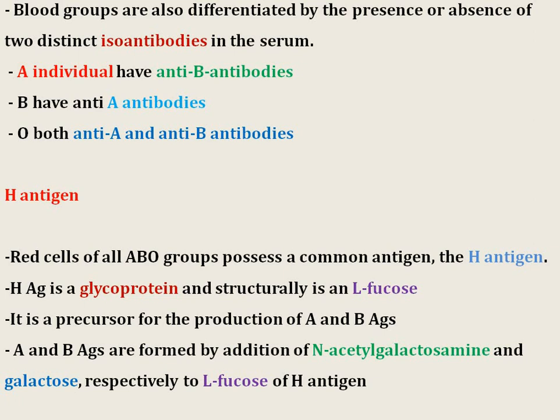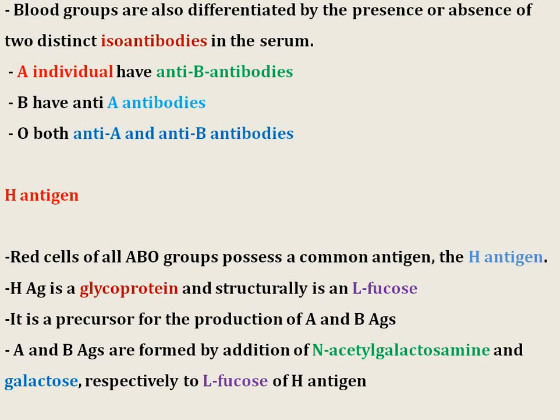H antigen, due to its universal distribution, is not that important in blood grouping or transfusion. However, in rare instances such as Bombay blood, both A and B antigens as well as H antigens are absent in the blood, but it contains anti-A, anti-B and anti-H antibodies.